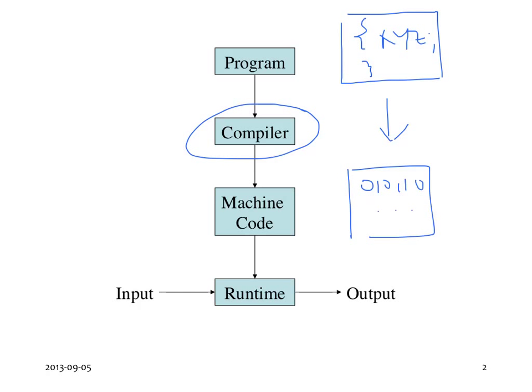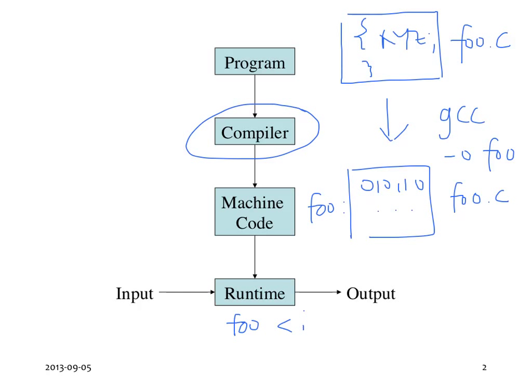For example, if your program was foo.c and your compiler is GCC, you can type in GCC -o foo, which creates a binary file called foo as the output file and takes foo.c as the input. This creates a file called foo that you see here, and when you run foo and give it some input, it produces some output, and that's what the compiler is supposed to do.